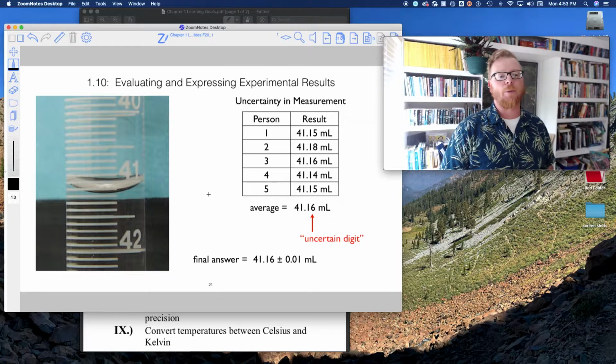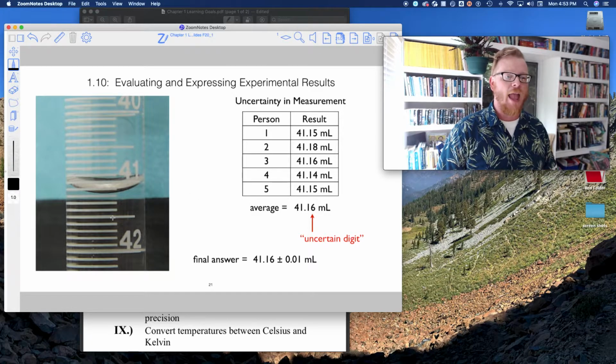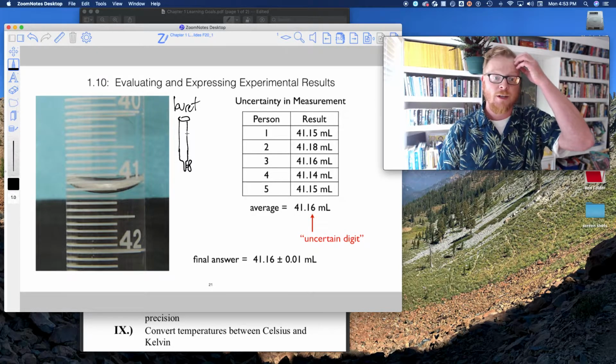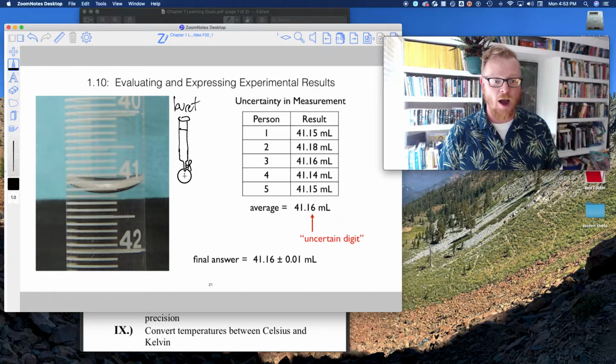So here's an example. Here we have a burette, okay? And you're going to be learning how to use these virtually. I would love it if you learned how to use them in person, but c'est la vie. So here's a little picture of what this burette looks like. It's got this little thing at the bottom with another little valve that you can open and close to allow liquid to drip out the bottom here, right? The liquid is going to go down.